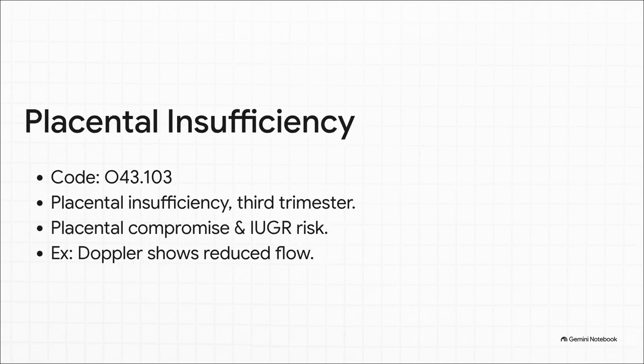And here's a great example of coding for later-stage complications, placental insufficiency. We use O43.103 specifically for third trimester placental compromise. You'll see this a lot when Doppler studies show reduced blood flow, which obviously puts the fetus at high risk for intrauterine growth restriction, or IUGR. It paints a clear picture of the intensive management required for a high-risk pregnancy.